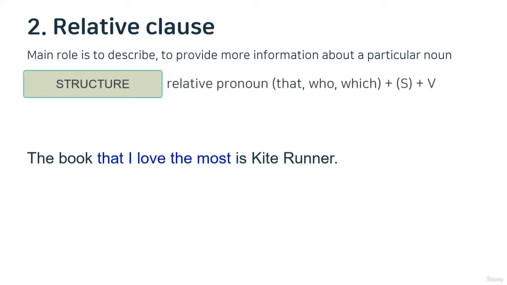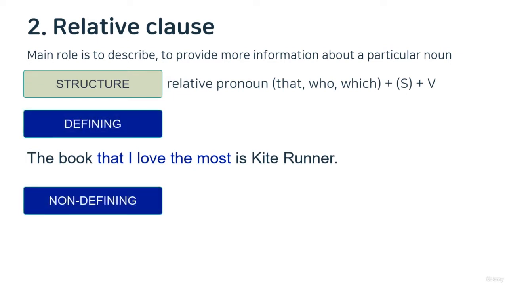Now, a relative clause begins with a relative pronoun, usually that, who, or which. And within the relative clause, there may be a subject, and there is always a verb. The relative clause in this sentence is that I love the most, and it provides more information about the noun, the book. Now, relative clauses can be divided into two types, a defining relative clause and a non-defining relative clause.